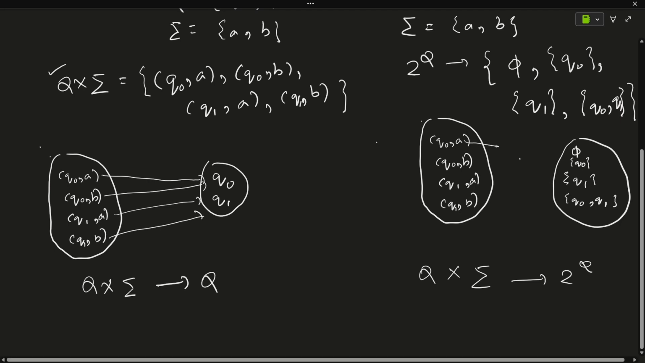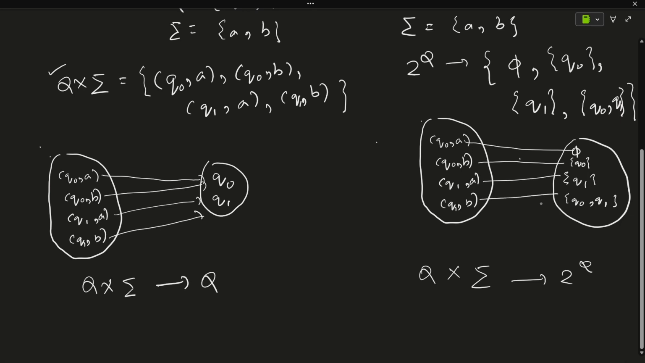So it will be a basic function thing. It will be just a relation, a pointer, a pointing. It will be a relation with this and this, that's what we have created. It implies Q cross sigma implies 2 to the power Q, meaning it will be pointing in this direction. We have found a relation between two sets. That's what it is.